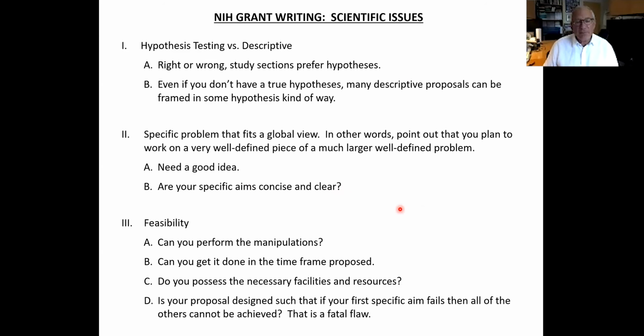Feasibility: can you perform the manipulations? Can you get it done in the time frame proposed? Do you possess the necessary facilities and resources? Is your proposal designed such that if your first specific aim fails, then all of the others cannot be achieved? That is a fatal flaw. You can't have your specific aims dependent on an outcome of another specific aim. That's fatal.